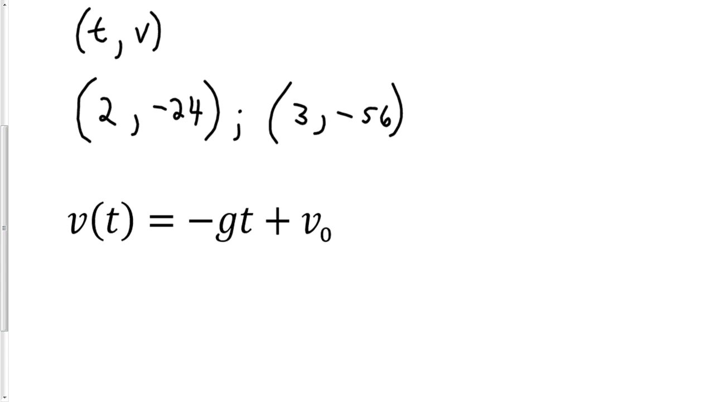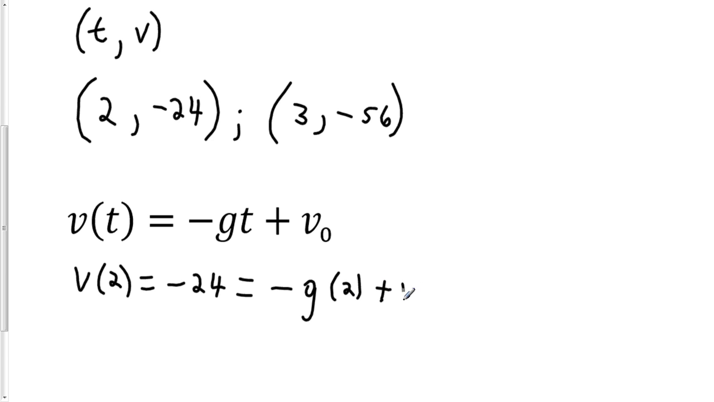The first thing I see here is this first ordered pair tells me that the v of 2, when the time is equal to 2, the velocity is equal to negative 24. But also, when the time is equal to 2, the velocity is negative g times 2 plus v naught. So I'm using these two things to create this equation. The ordered pair where t is equal to 2 and v is equal to negative 24 gives me t is 2 and v is negative 24. But that's also equal to the expression here when you plug 2 in. So I get this first equation with the two unknowns, g and v naught.